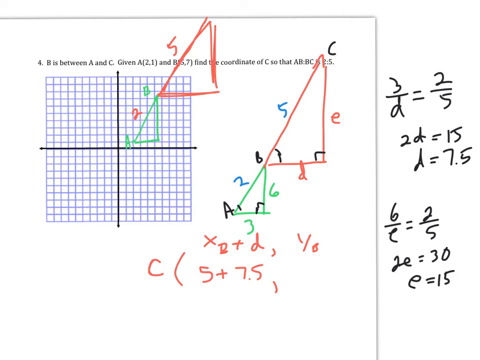So my y-coordinate of B plus E. So y-coordinate of B was 7 plus 15. So I'm proposing that my answer would be 12.5 and 21. It'd be nice if our graph paper was big enough that we could check that out and see if that seemed reasonable. 7 plus 15 is not 21, that's 22. So let me do a quick math fix, and then we should be good to go.